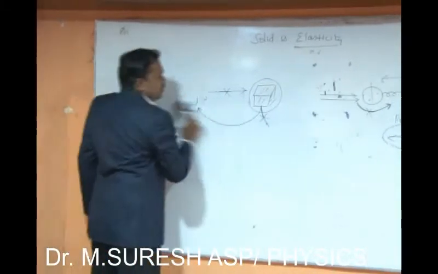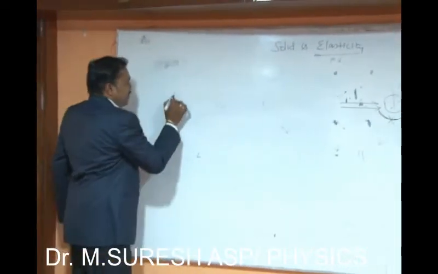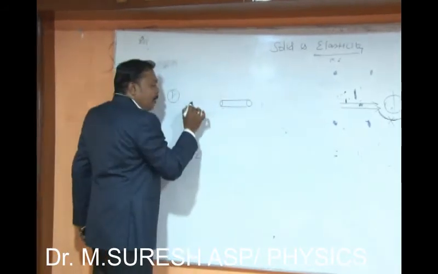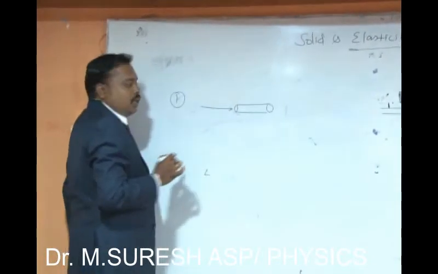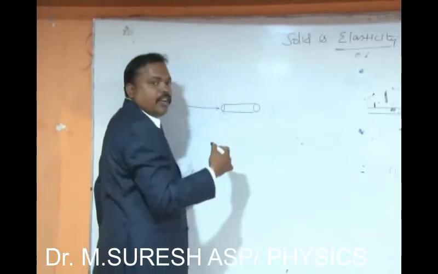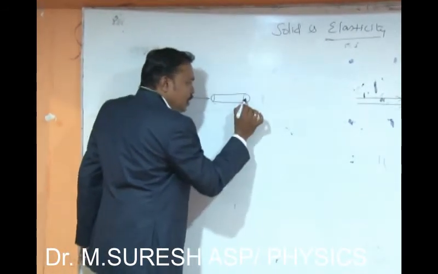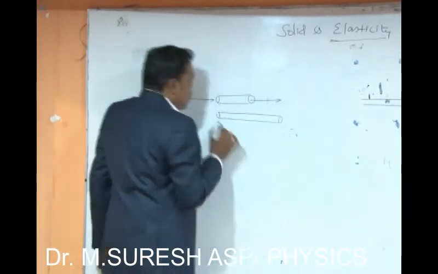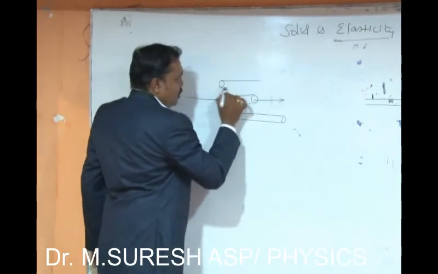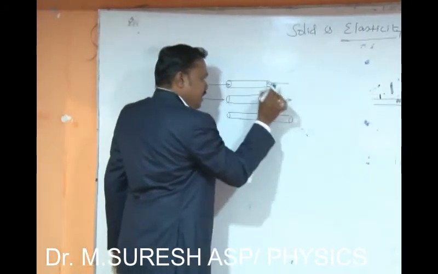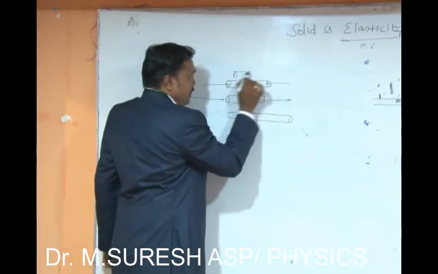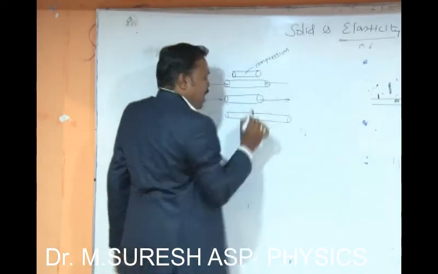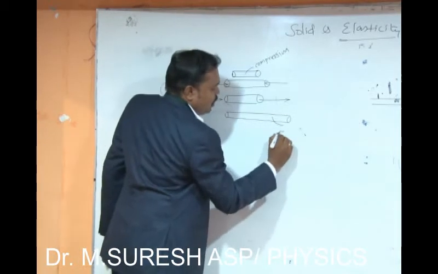Let us consider three cases. The first case is, let me consider a thin wire. If I apply the force along the natural direction, it will result in two kinds of phenomena. One is, if the force is trying to expand this wire, the wire may get elongated. If the force is trying to compress, meaning in the opposite direction, it will result in a reduction of length. This case is called compression, and this process is called elongation.